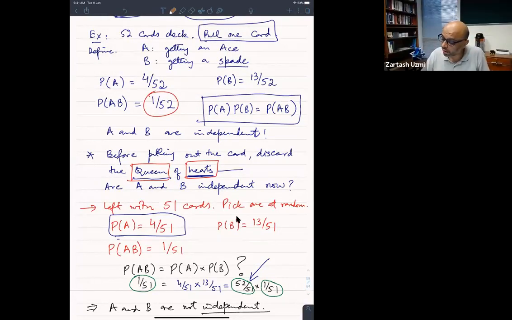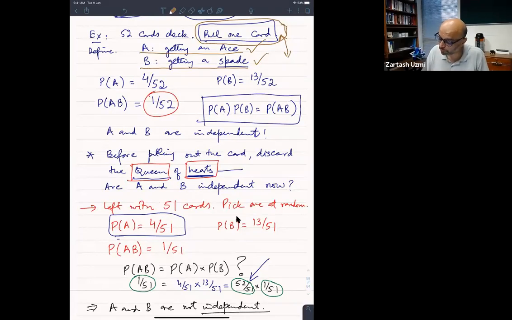picking only one card, and A is the event that you will get an ace, B is the event that you will get a spade. The same card is an ace or the same card is a spade. You can get an ace of spade. So be very, very careful. We are not picking two cards here. We are picking just one card here, and A is the event that the card is an ace, B is the event that the card is a spade.